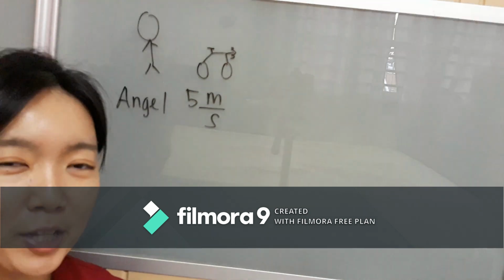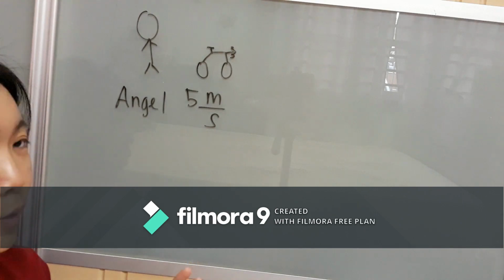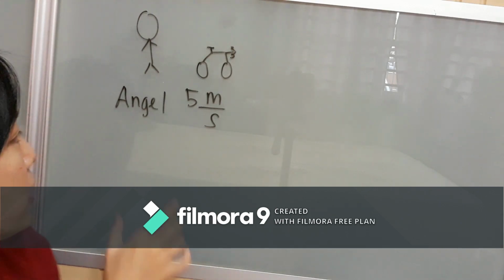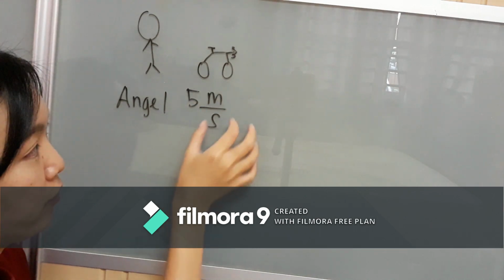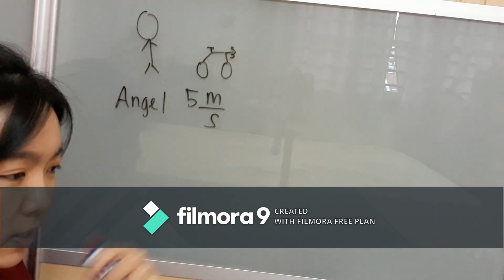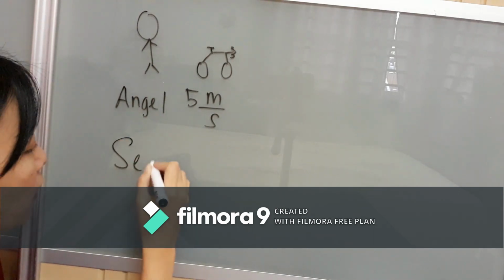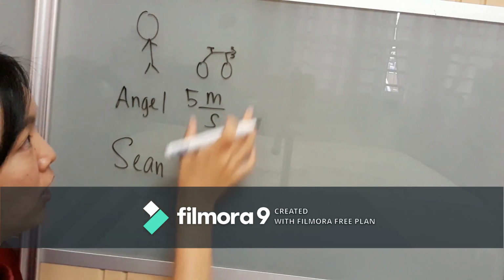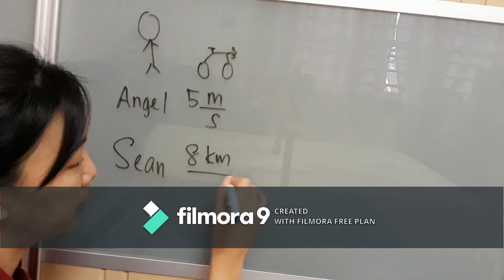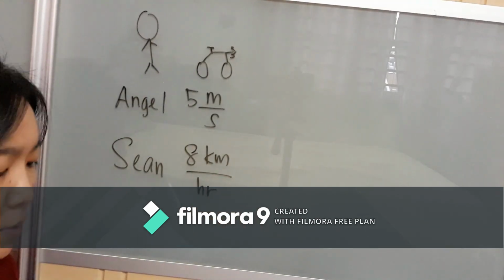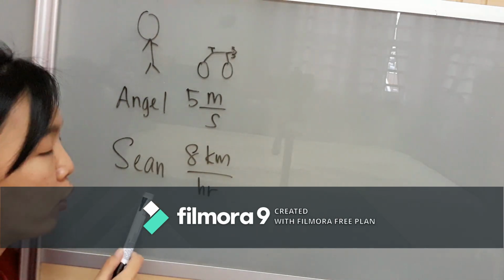Hi, welcome back to unit conversion. Here we are going to look at one scenario where Angel is riding a bicycle at this speed, 5 meters per second. And I have another person called Sean. Sean rides his bicycle at about 8 kilometers per hour. Now my problem is to find out whether Angel or Sean rides faster.